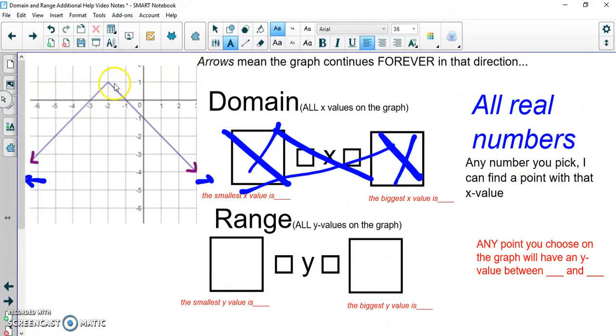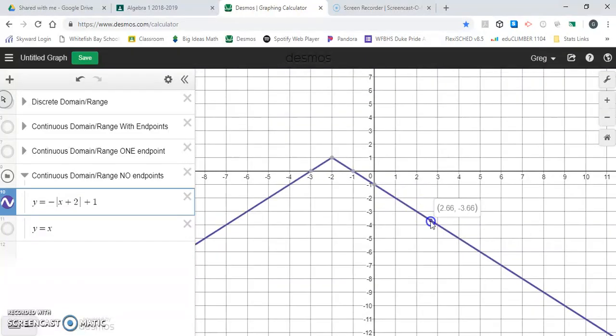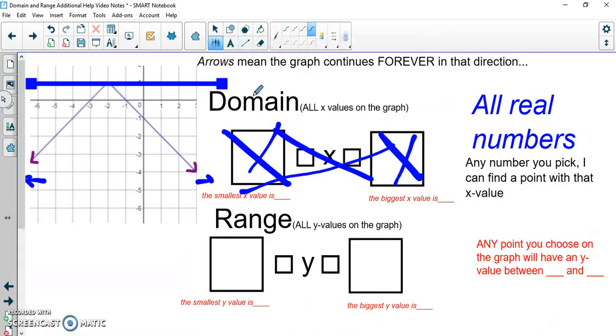Now when it comes to the y values, I can easily see there's a tallest point, right? My graph doesn't go above there. If I look at the y values of any point, these are all negative. The tallest y value I could ever get to is right there. If I go this way, my y values are just going to get smaller. So I can easily see there's a biggest y value. That biggest y value is 1. So all the y values on my graph are going to be less than or equal to 1.